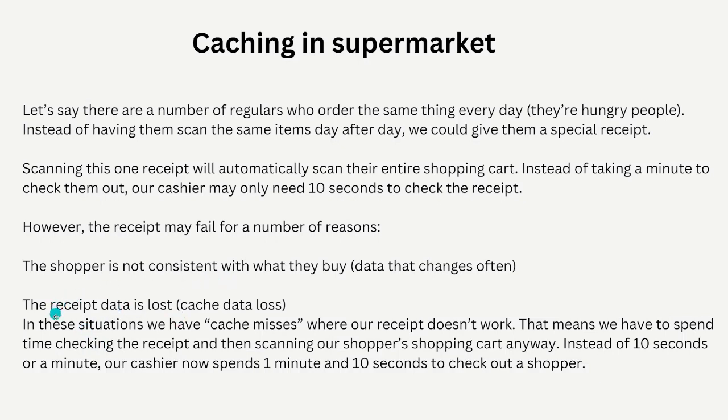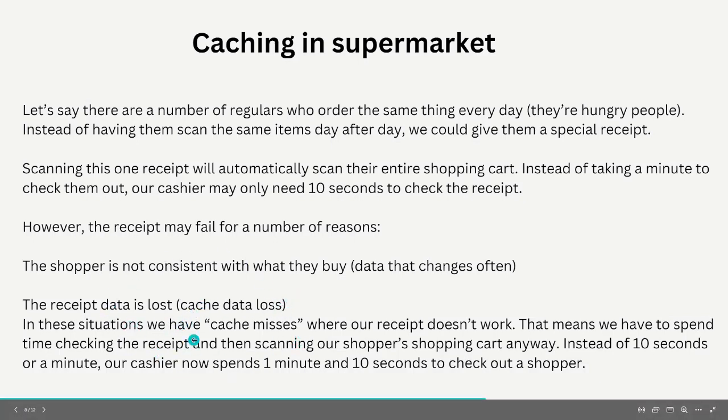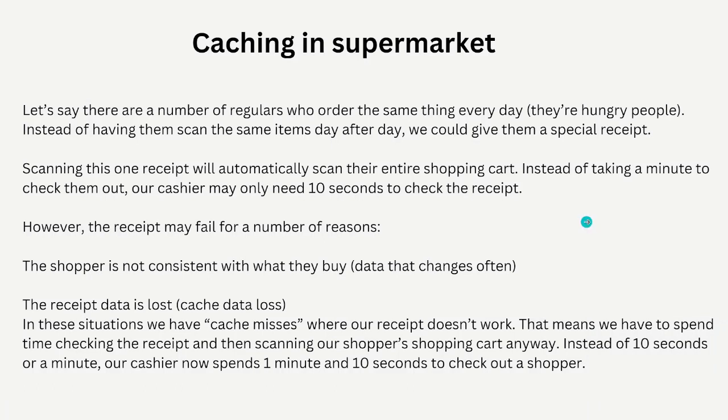The second case can be that the receipt data is lost, and this is called a cache miss. So in this case, what happened? The receipt that was given by the customer didn't work. So it took time to scan, but it didn't work, and now the card has to be scanned again. So anyways, in this case also, instead of 10 seconds, our cashier now spends 1 minute and 10 seconds to check out a shopper. So in case of a cache miss or in case of an order change, the average processing time will increase.